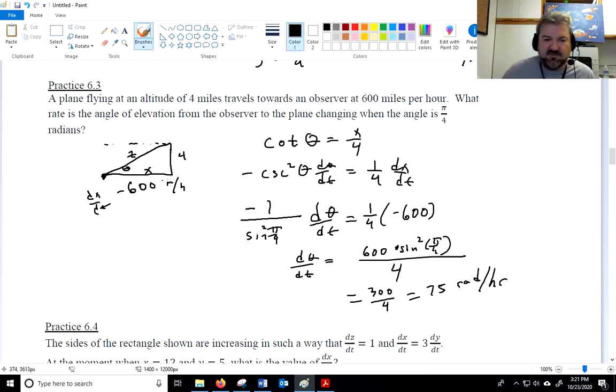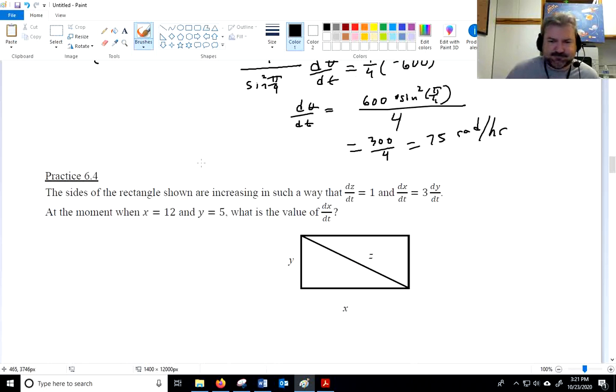Because you sit there and you watch a plane fly. You don't sit there watching the plane fly for an hour. And of course, 75 radians would be many revolutions around, right? But that's what you get at the rate per hour. You could convert that to minutes if you wanted to. You'd have to divide that by 60. And that would be, I think, a more reasonable value to think about.